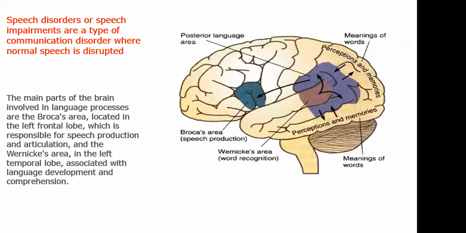Speech disorder or speech impairment are types of communication disorder where normal speech is disrupted. The main parts of the brain involved in language processes are Broca's area, located in the left frontal lobe, which is responsible for speech production and articulation. And also we have Wernicke's area in the left temporal lobe, associated with language development and comprehension.